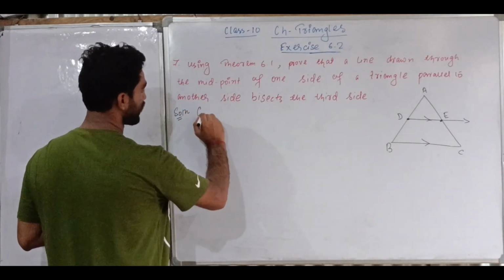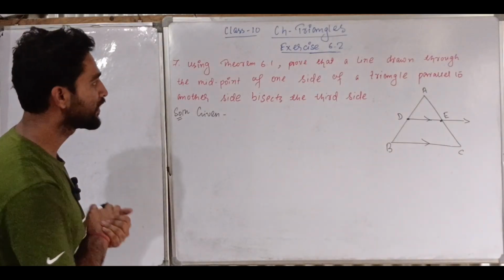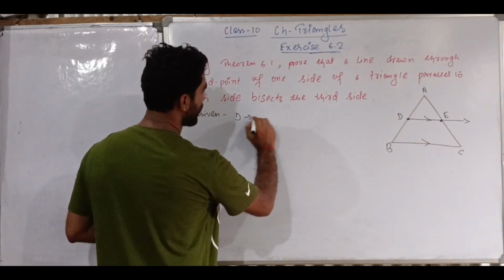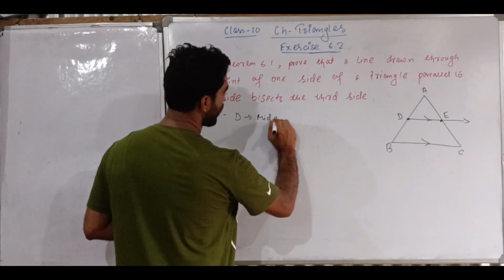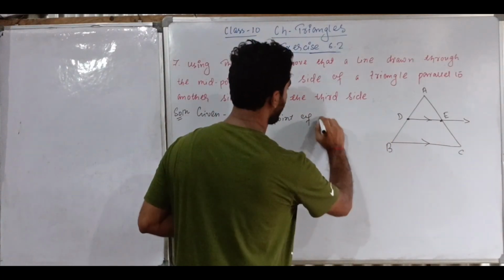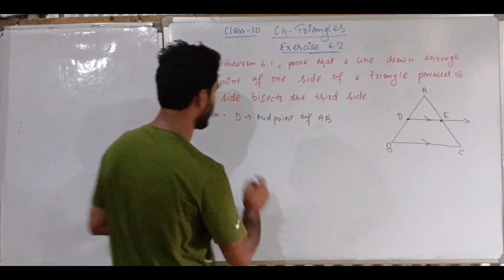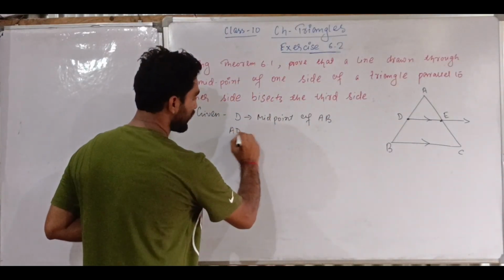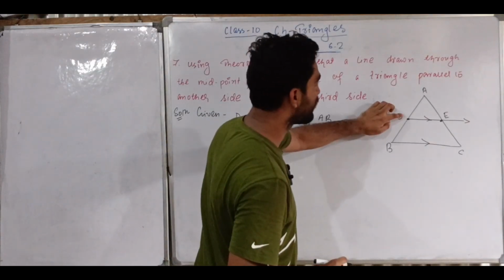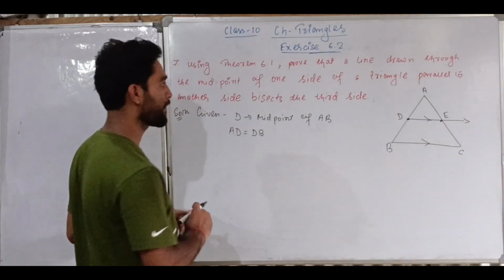So solution. First, what is given? Given, for example, D is the midpoint of AB. Now, if D is the midpoint of AB, we can write this AD is equal to DB. Because it is the middle point, so surely the AD distance and the DB distance will be the same.